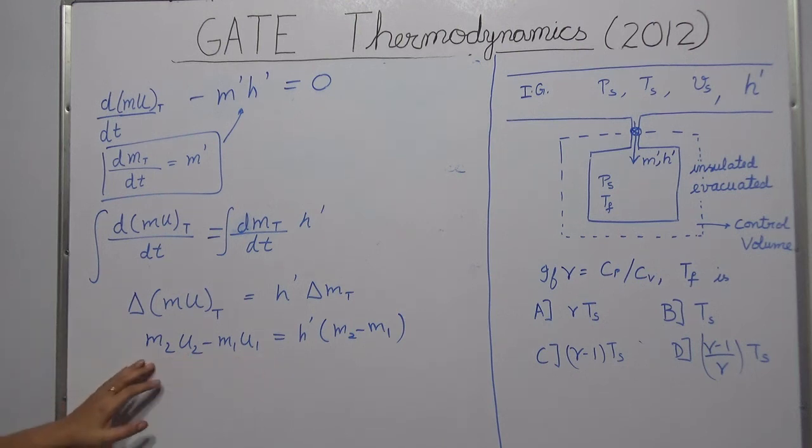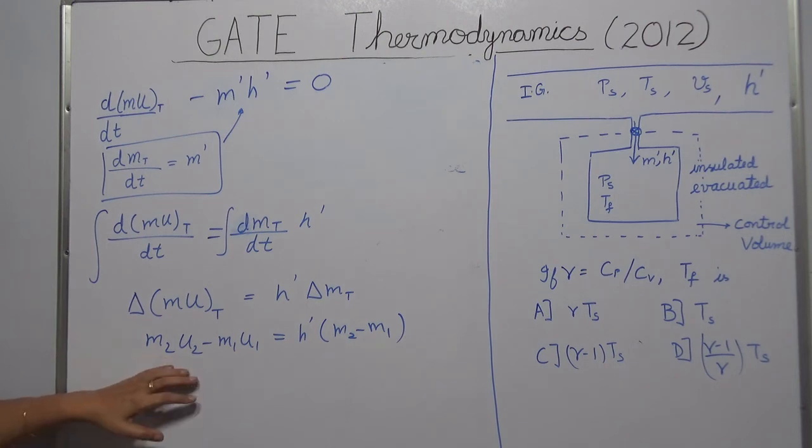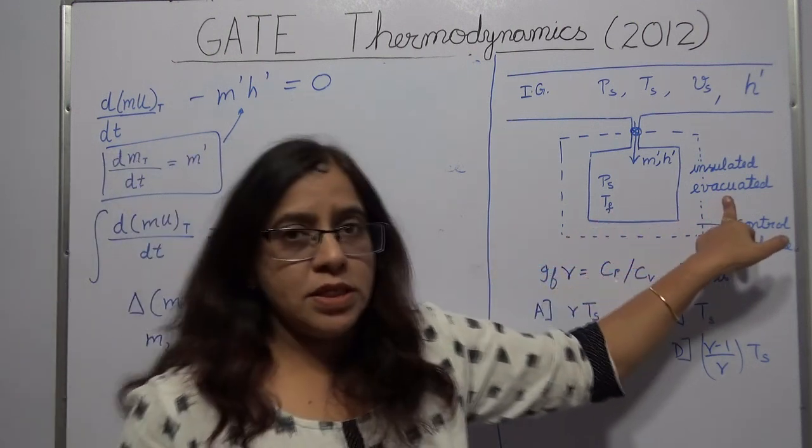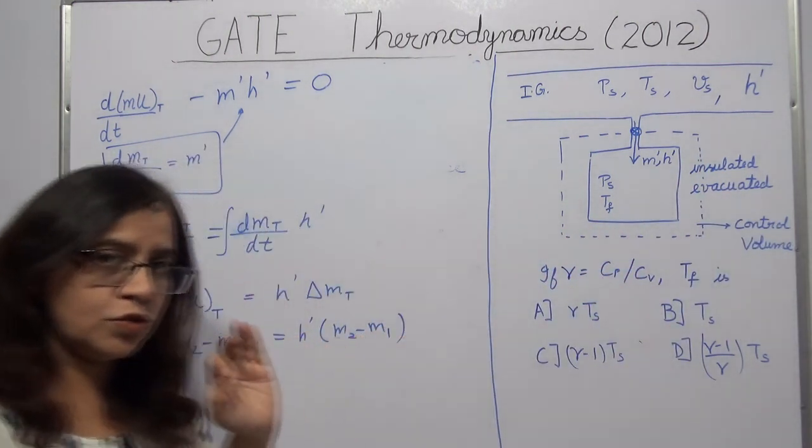Fine. So with respect to time, the initial conditions are given by subscript 1 and the final conditions after time t, when the cylinder is charged, are given by subscript 2. Now initially you know that the tank is evacuated. So m1 is 0 to begin with.